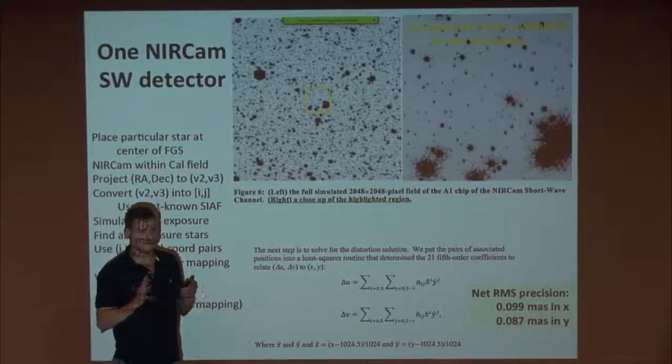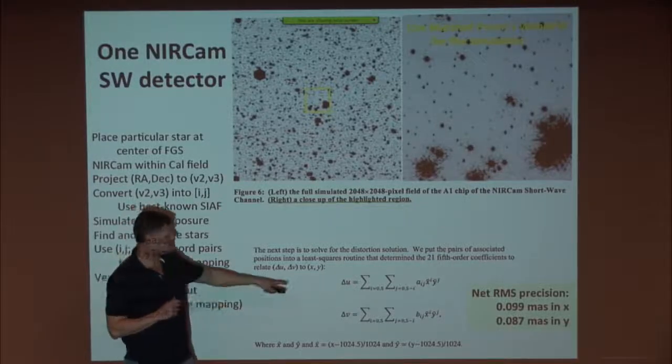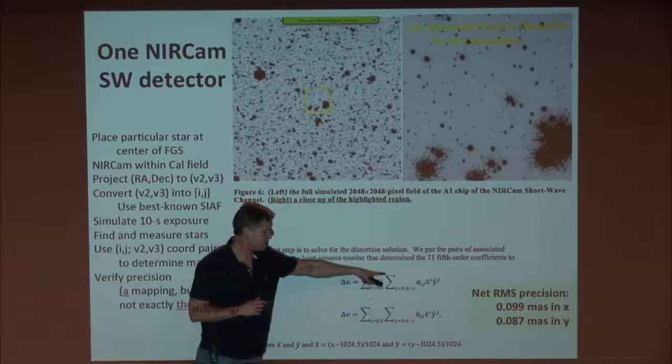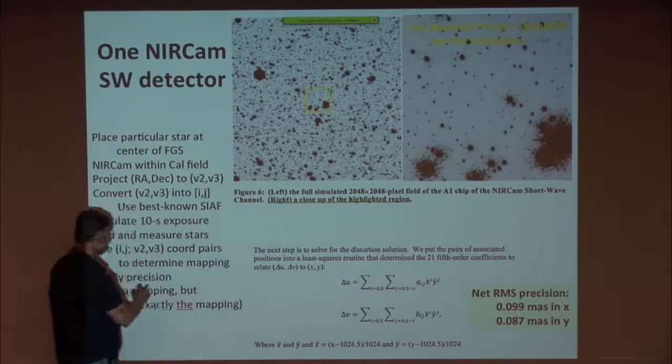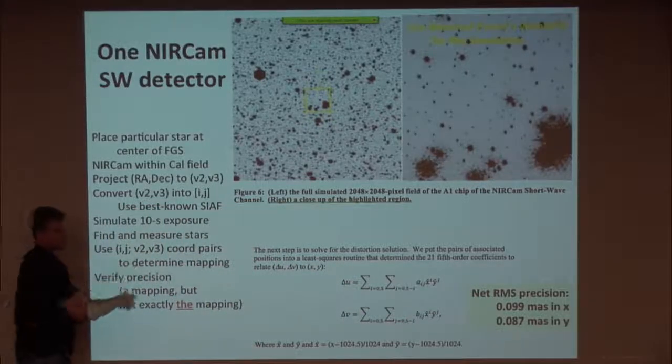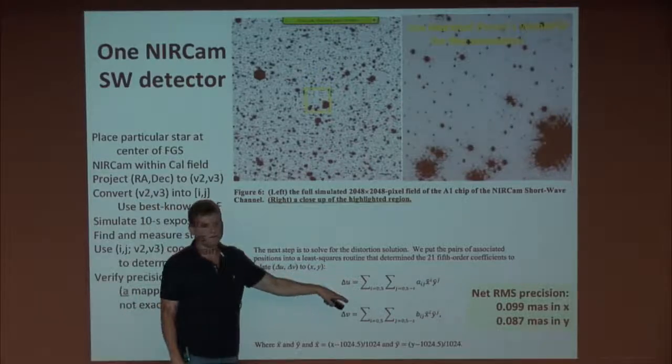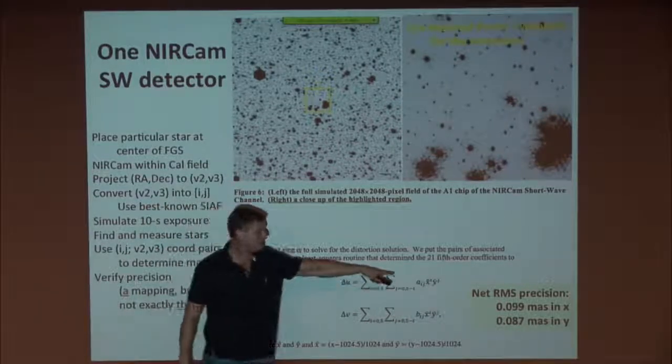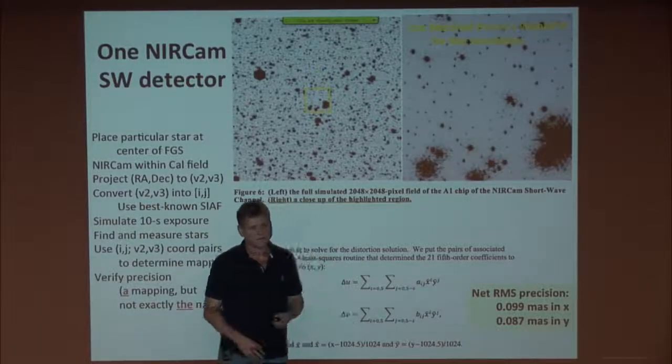So HST has up to fifth order, and so this is a fifth order transformation. And so I was able to use the pairs of positions here to define all of the coefficients up to fifth order with a precision that allowed me to do the mapping to that accuracy. Thanks, Massimo.